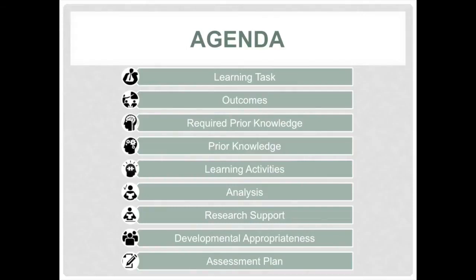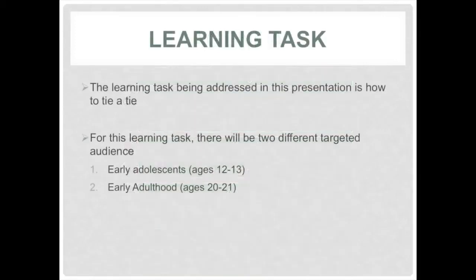First, I'll be going over the learning tasks and the learning outcomes. Then I'll go into describing the required prior knowledge and how the prior knowledge will be assessed. Afterwards, we will go over the learning activities for each developmental group and look at the analysis of the learning activities. In the last couple of sections, I'll talk about the research support and the developmental appropriateness and conclude with the assessment plan. The learning task being addressed in this presentation is how to tie a tie.